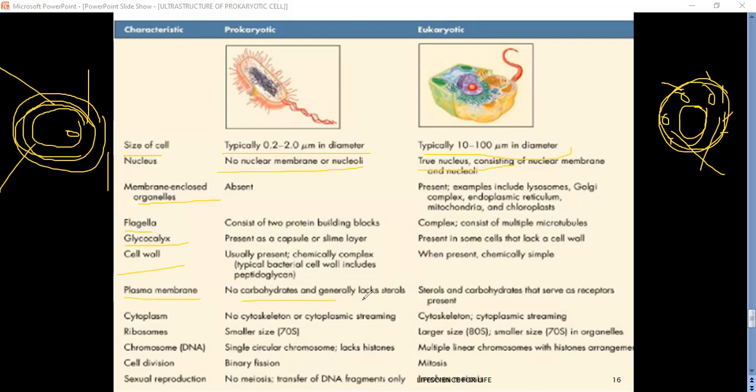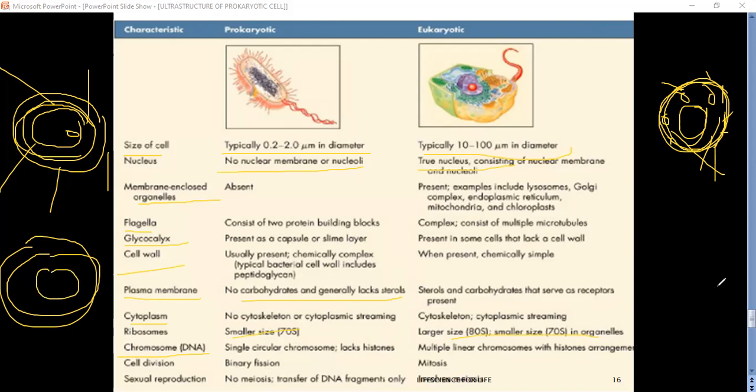Plasma membrane: no carbohydrate, generally lacks sterols in prokaryotes. Eukaryotes have all the carbohydrates and sterols. Cytoplasm: no cytoskeleton. That is, in prokaryotes, no microtubules are present to make it stiff. But the eukaryotic cell has microtubules in the cytoplasm. Ribosomes are 70S in prokaryotes and 80S in eukaryotes. Chromosomal DNA is a circular chromosome in prokaryotes. Here, in eukaryotes, multiple chromosomes are present in the nucleus, a large number of chromosomes.